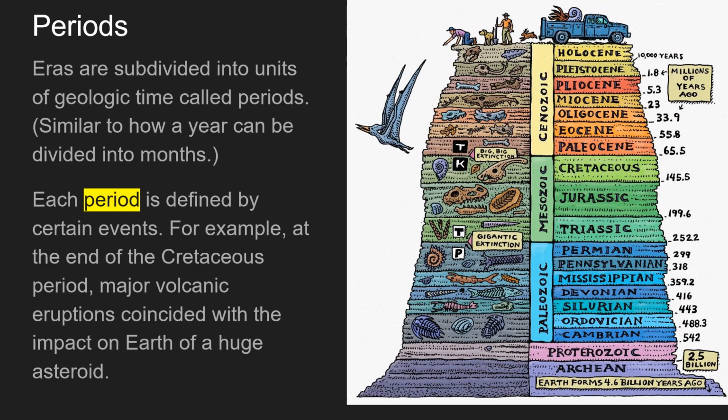Periods. Eras are subdivided into units of geologic time called periods, similar to how a year can be divided into months. Each period is defined by certain events. For example, at the end of the Cretaceous period, I always say that one wrong, at the end of the Cretaceous period, major volcanic eruptions coincided with the impact on Earth of a huge asteroid.